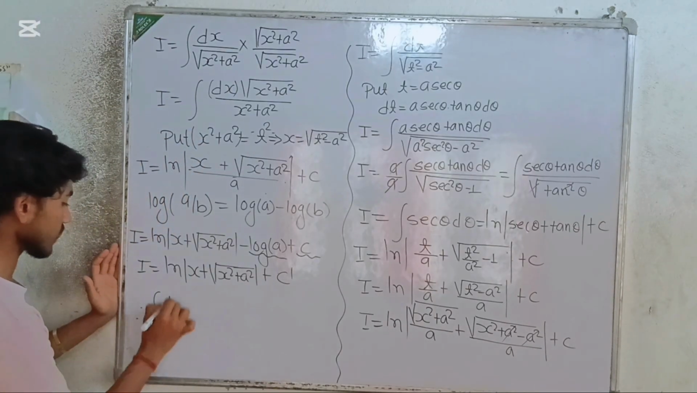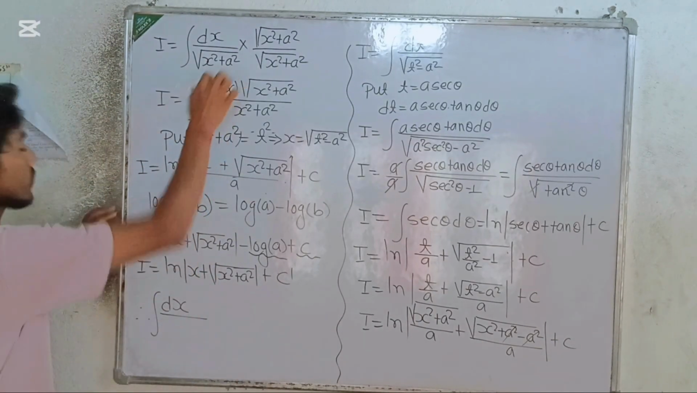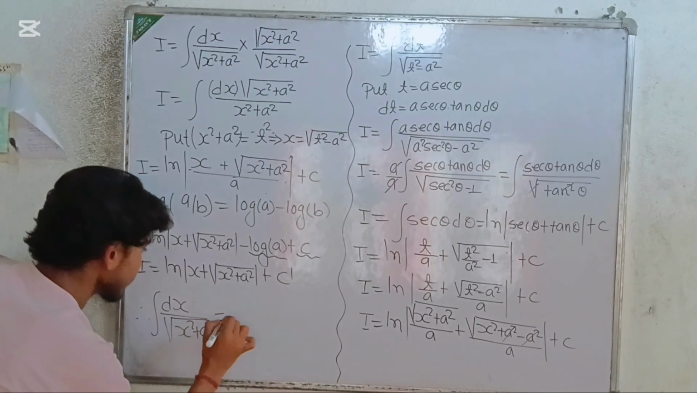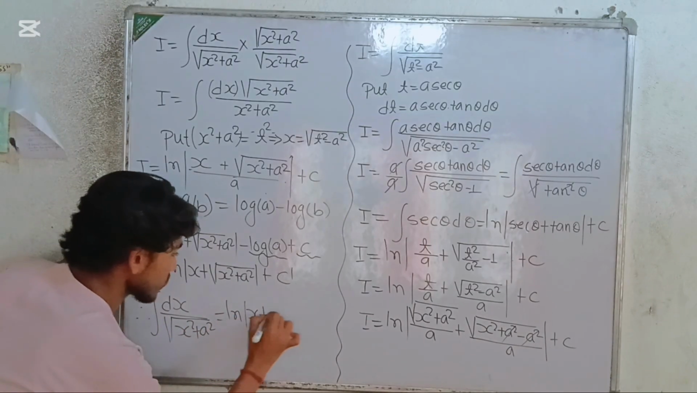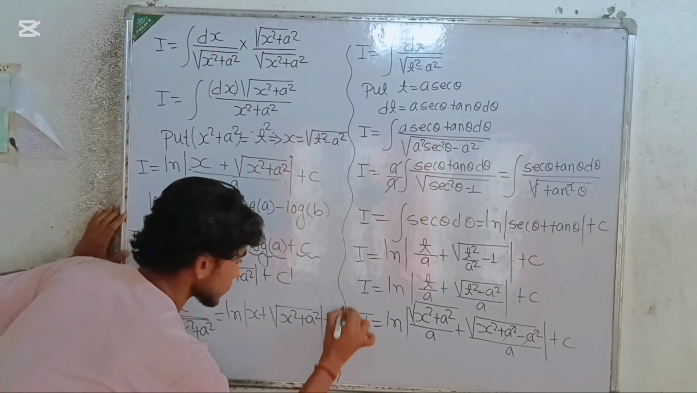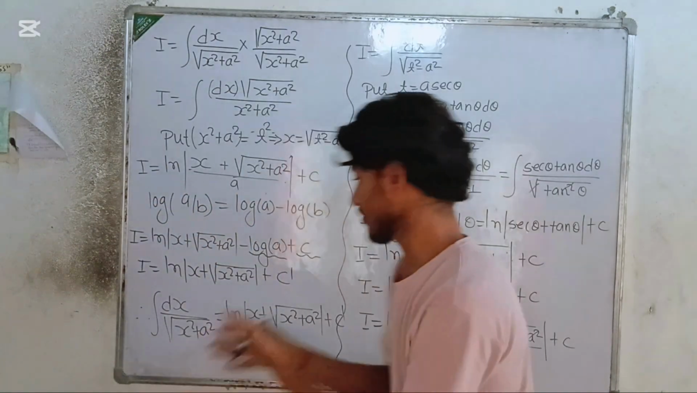Therefore our integral of dx over the square root of x squared plus a squared can be written as ln of x plus the square root of x squared plus a squared, with some constant c. So this would be our final result.